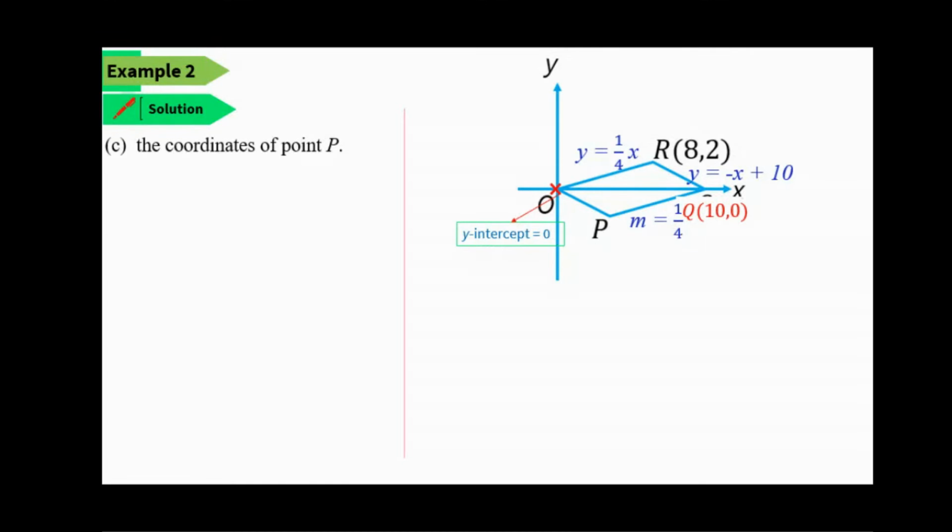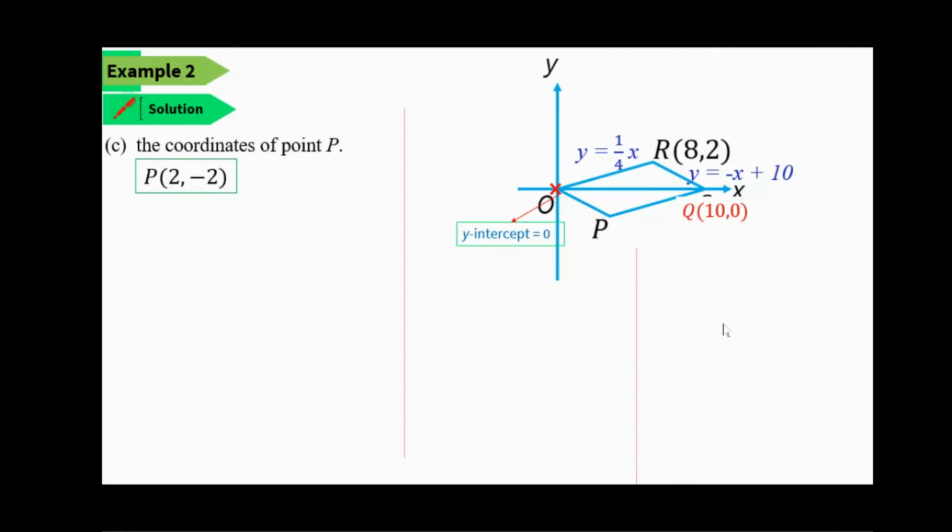From question C, we need to calculate the coordinate of point P. Since OPQR is a parallelogram, from its property, we know that OP is parallel to RQ. The distance of OP equal to the distance of RQ. We can identify the vertical and horizontal distance of RQ. From here, we can get the vertical is 2. The horizontal is 10 minus 8 equal to 2. After that, we bring them to the other side because they are congruent. From the Cartesian plane, we can get the coordinate of point P, (2, negative 2).